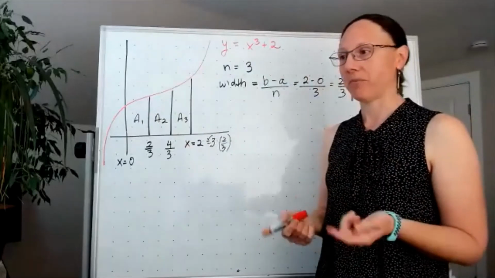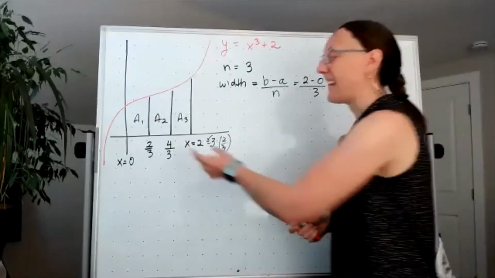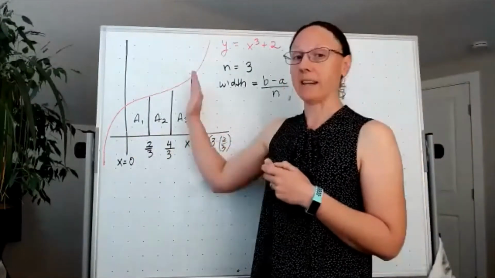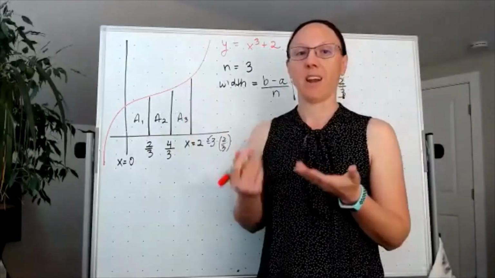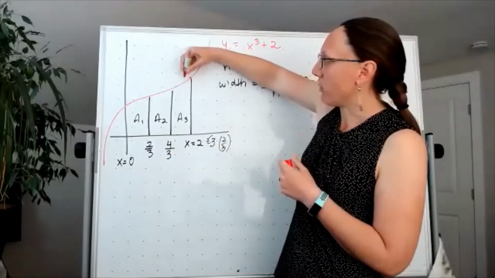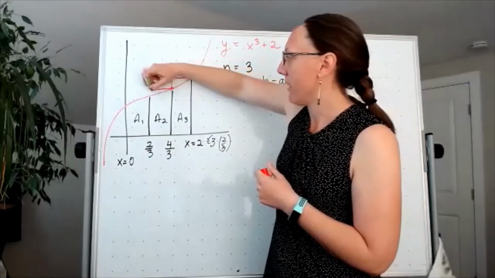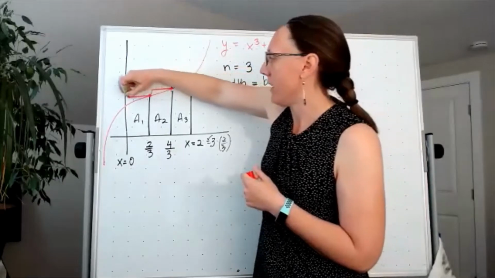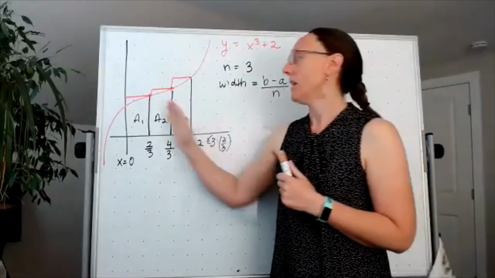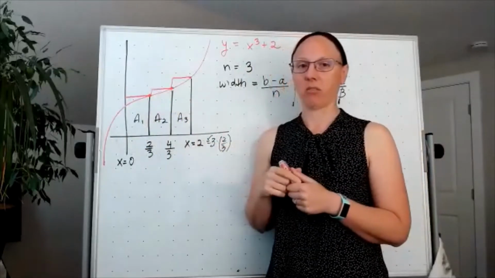So one option is to use right-hand endpoints. What that means is that in each of these rectangles, I'm going to use the wall on the right-hand side to draw in a height. So if I were to use right-hand endpoints, I would draw in my rectangles like this, defining the top of each rectangle to come from the X value on the right-hand side of the interval.